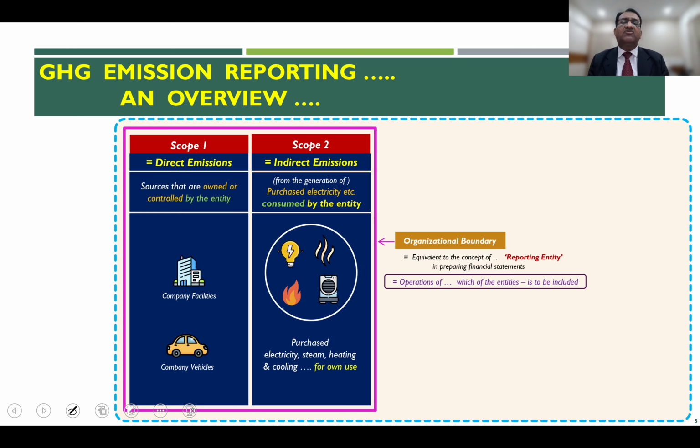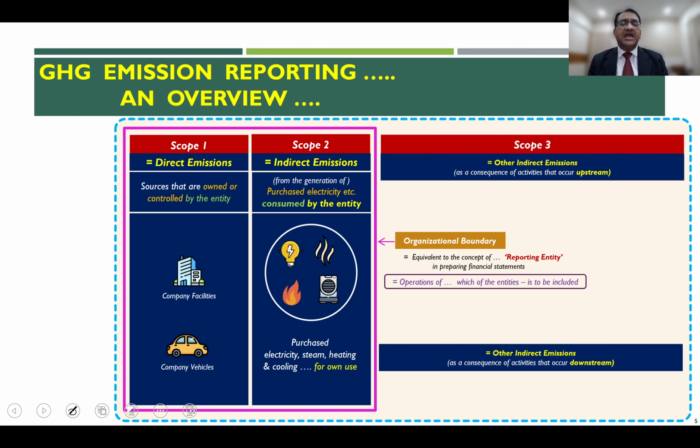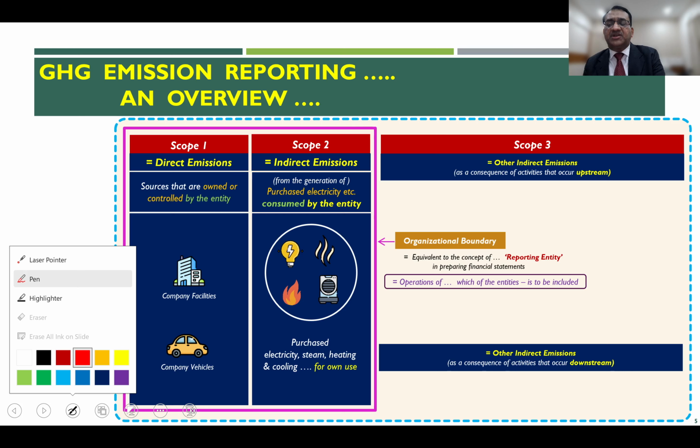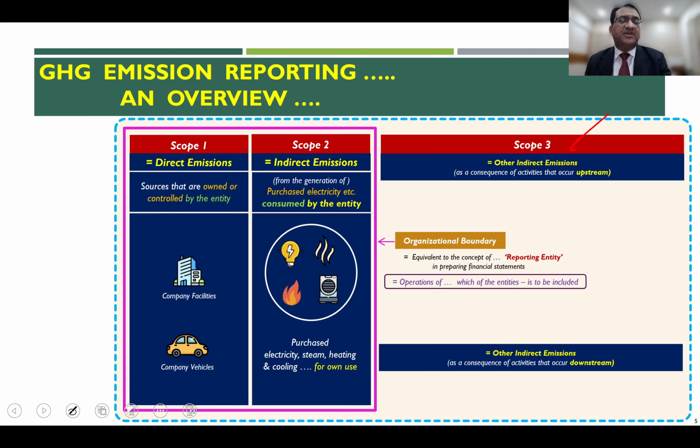Now, there is something called scope 3 emission as well. Scope 3 emissions are also indirect emissions, but these indirect emissions are happening in the value chain, either the upstream value chain or the downstream value chain. You can see the ones which are downstream given at the bottom of the slide, and the emissions which are happening upstream given at the top of the slide.